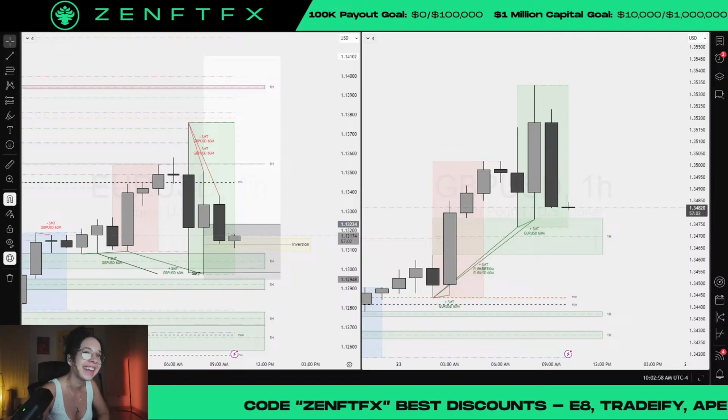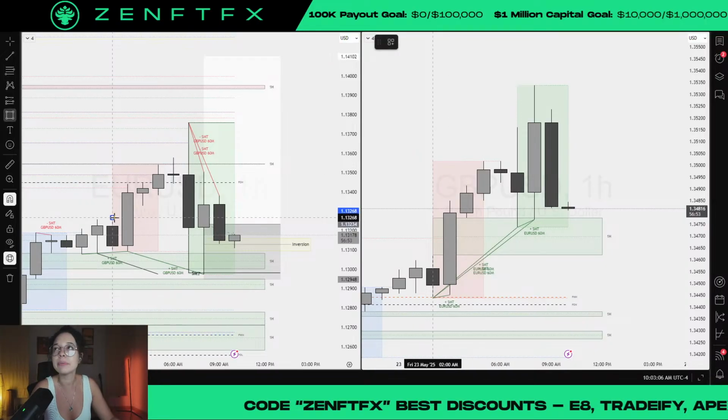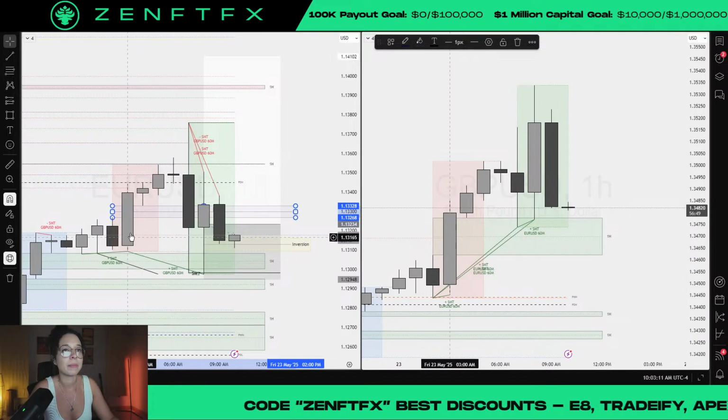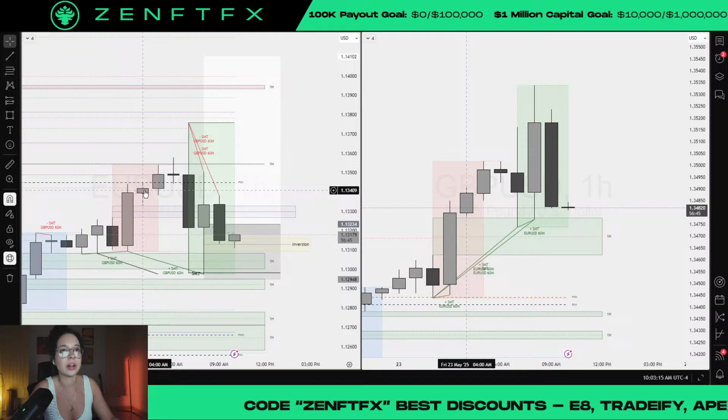Inversion fair value gaps. IFVGs are inverse fair value gaps. I don't know how familiar you are with ICT concepts, but you have a fair value gap, basically a three candle sequence, where the first and the third candle create wicks that don't actually end up touching, leaving this gap.